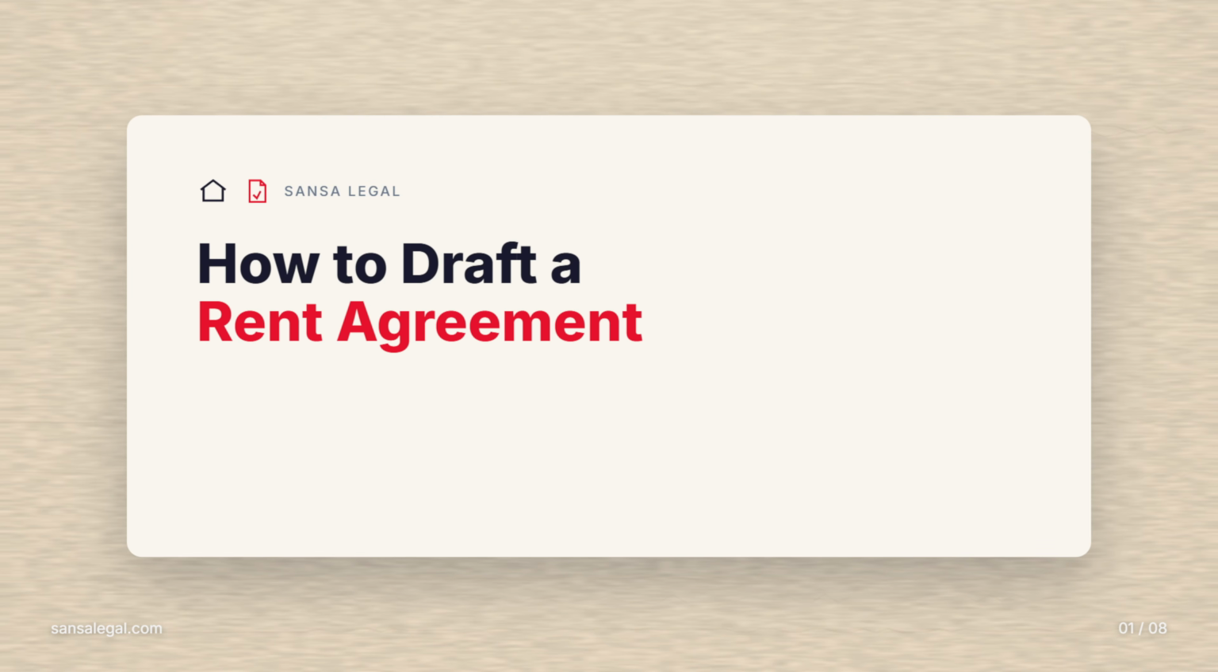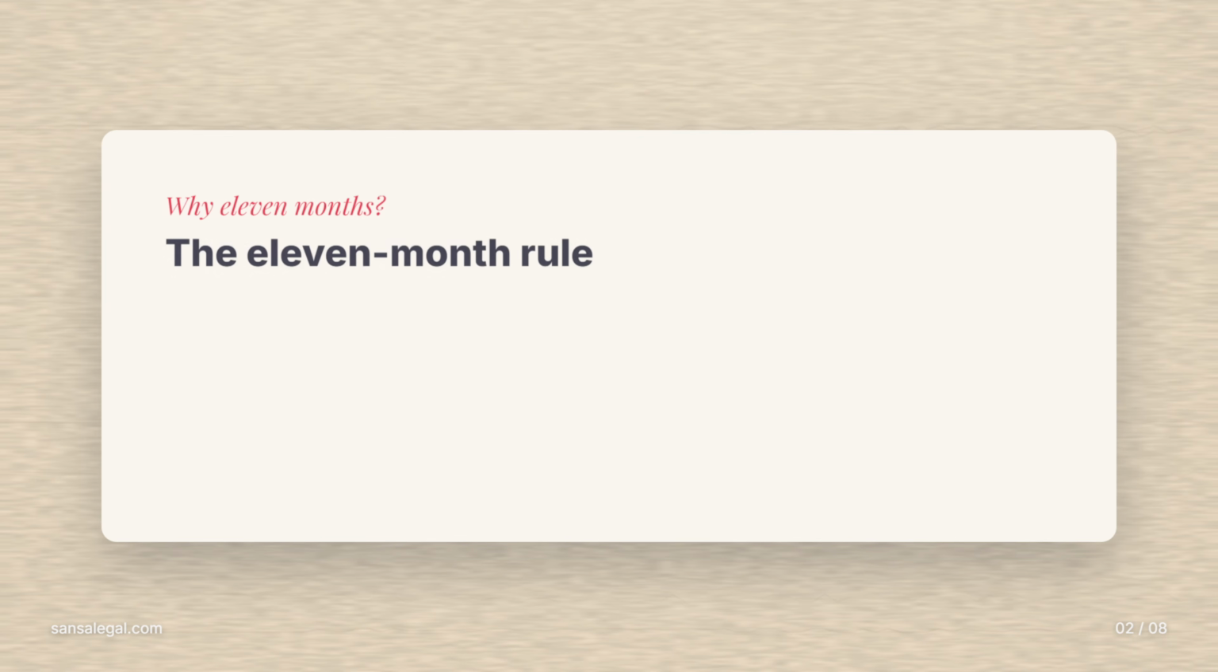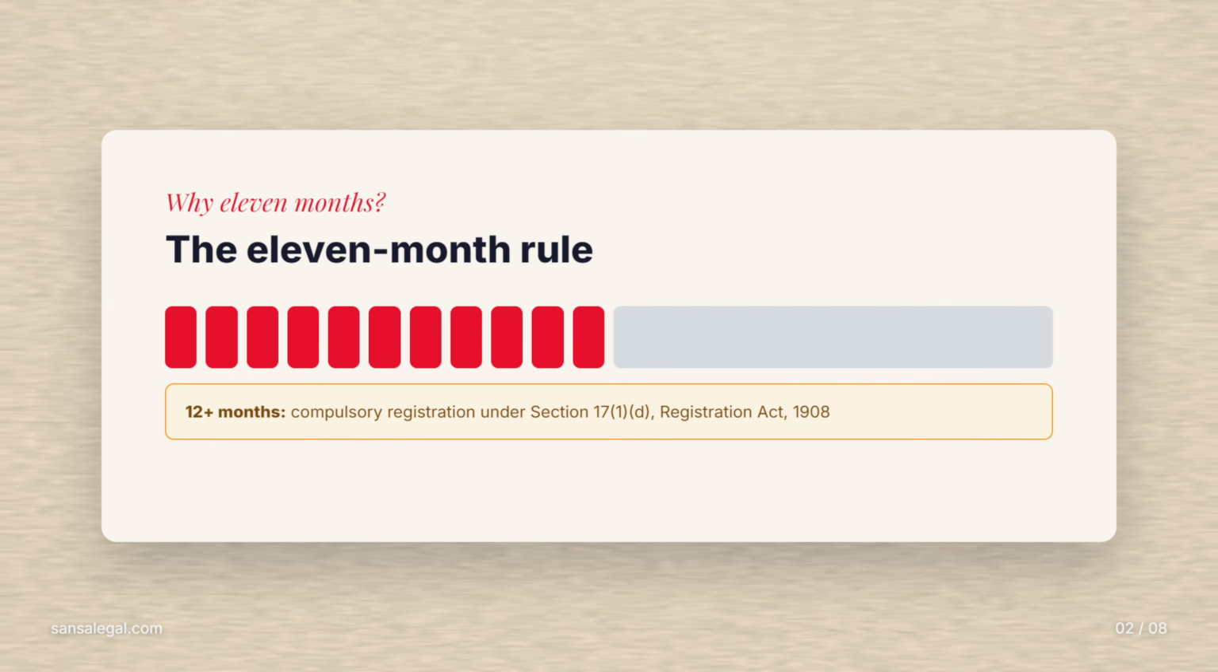A rent agreement is the one document standing between you and a messy landlord-tenant dispute. Here is how to draft one properly in India: the essential clauses, the stamp duty rules, and when registration becomes mandatory. Ever wondered why most Indian rent agreements run for exactly 11 months?